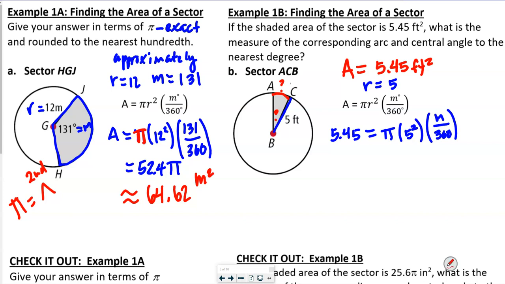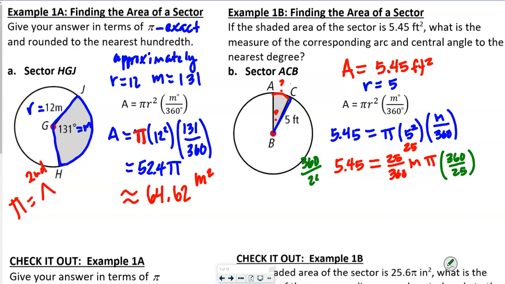So I think everybody knows this is 25, right? So if I were to multiply 25 times the m over 360, I would get 5.45 equals 25 over 360 times our m times our pi. Okay, I'm doing that on purpose, okay? If m's on the top, we can always do that, okay? So now how are we going to get rid of that fraction? We're going to multiply by its reciprocal. So I'm going to multiply both sides by 360 over 25.